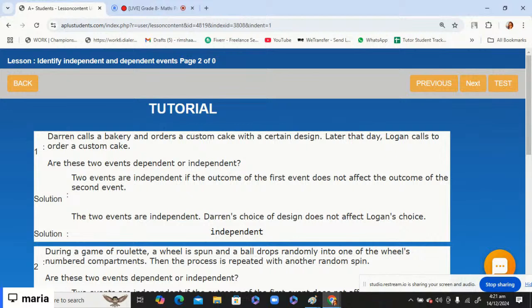If these two events are dependent, it means that the outcome of the first one affects the outcome of the second one. And if they are independent, they are not affected by each other. Okay, let's see. These are independent. Why? Because Darren's choice of design doesn't affect Logan's choice. Both choices are different. So these two events are not dependent. These are independent events.